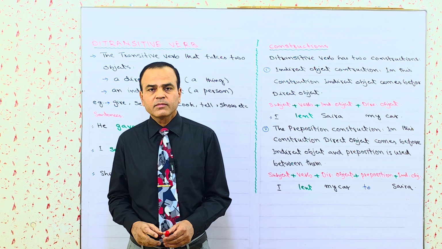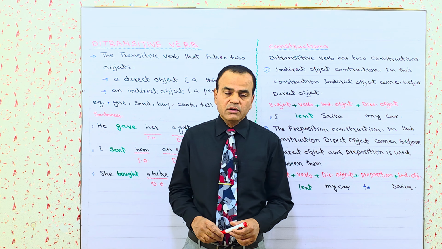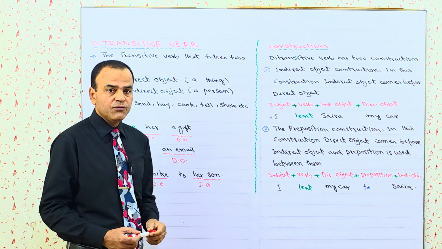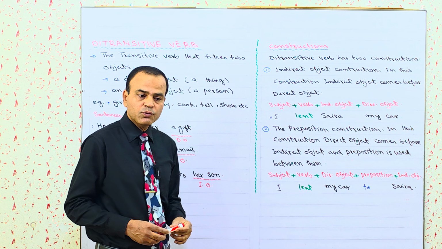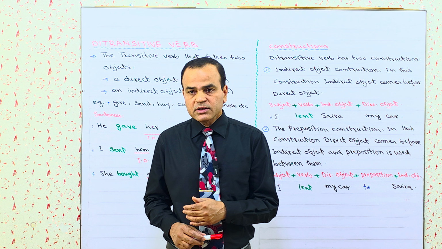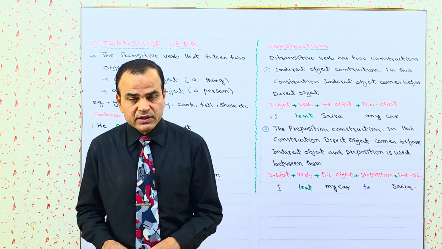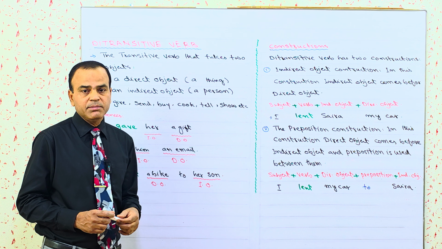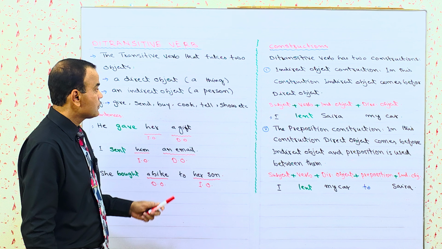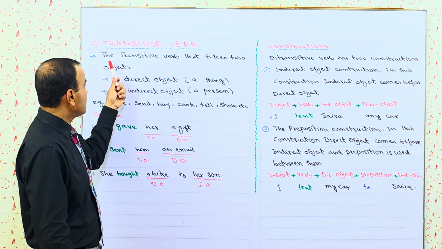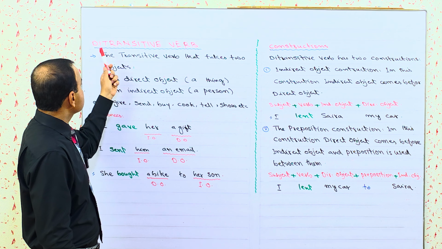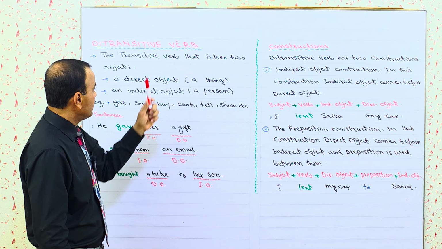Hello again. In this video, we will learn about a ditransitive verb. In our last video, we talked about transitive and intransitive verbs. This video deals with the kind of transitive verb that takes two objects with it. So the simple definition is: the transitive verb that takes two objects is called a ditransitive verb.